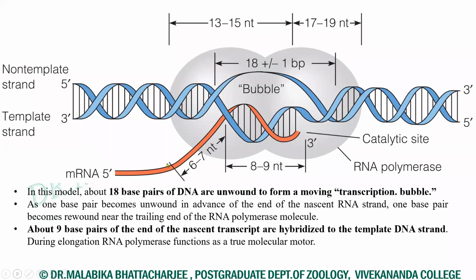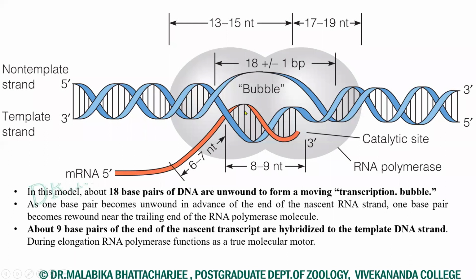And this is a beautiful picture showing that at any point, if you look at the transcription bubble, it's roughly around 40. At a given time, the RNA polymerase contains around 35 to 40 base pairs of the DNA nucleotides. And the DNA in the transcription bubble, that is, the DNA that is open, is around, as I said, 18 to 25 base pairs.